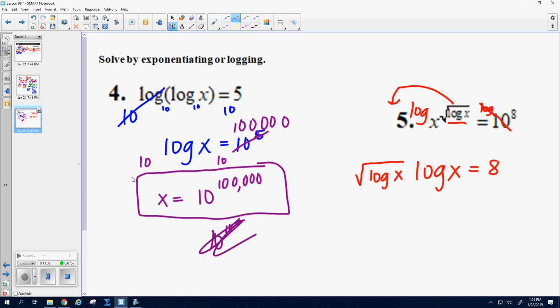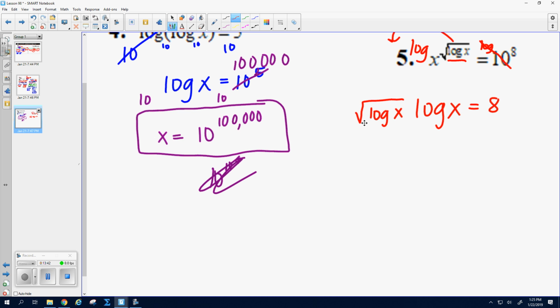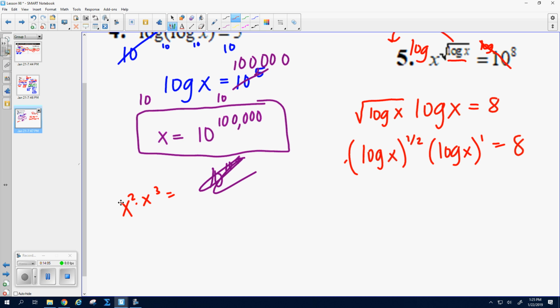All right, so this is where you gotta think about it a little bit. What do we know the square root is the same thing as what power? So I could rewrite this with one big set of parentheses to the 1/2. This is the same thing as log x just to the first power, right? It's the whole thing to the first power. So now, if you had x squared times x to the 3rd, what do you do with those exponents? You add them. So this is the same thing. I have the same base, even though it's a log x, and I add my exponents right here. So 1 plus 1/2 is 3/2.